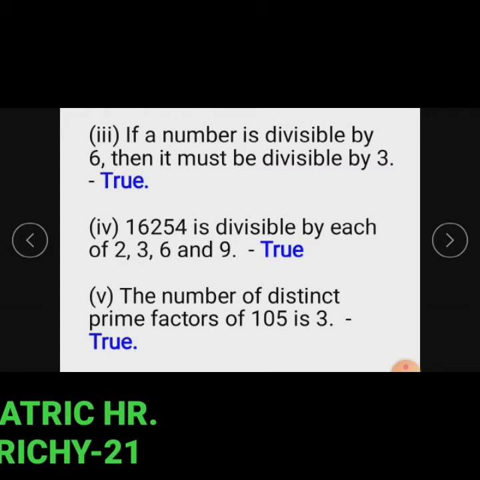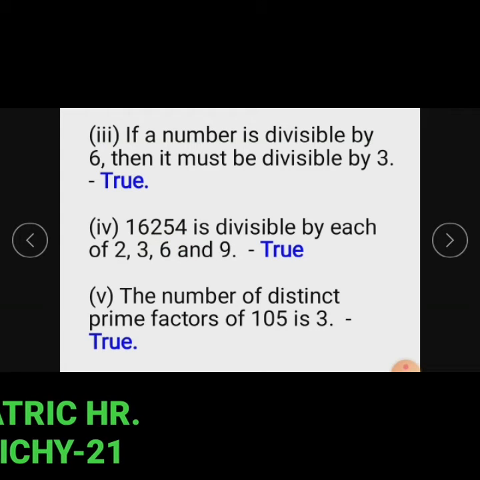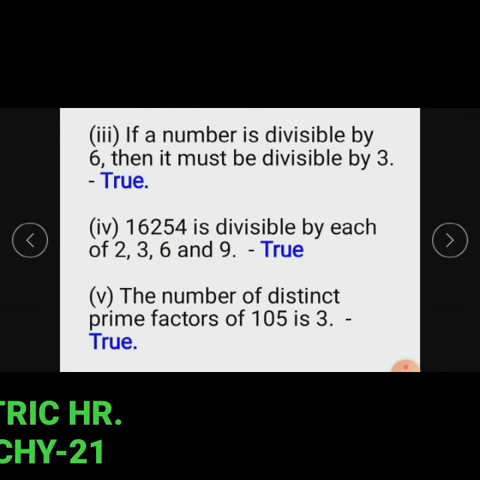16,254 is an even number. So it is divisible by 2 and 6. And the sum of the digits, 1 plus 6 plus 2 plus 5 plus 4, equals 18. So this number is divisible by 9. If a number is divisible by 9, it must be divisible by 3 also. So the statement is true.